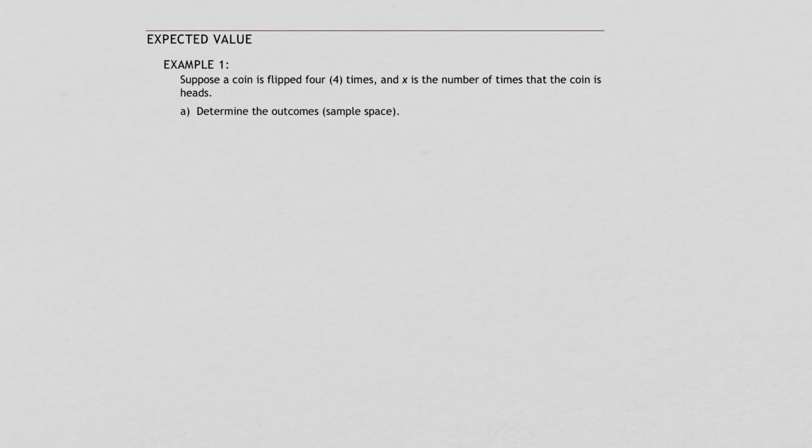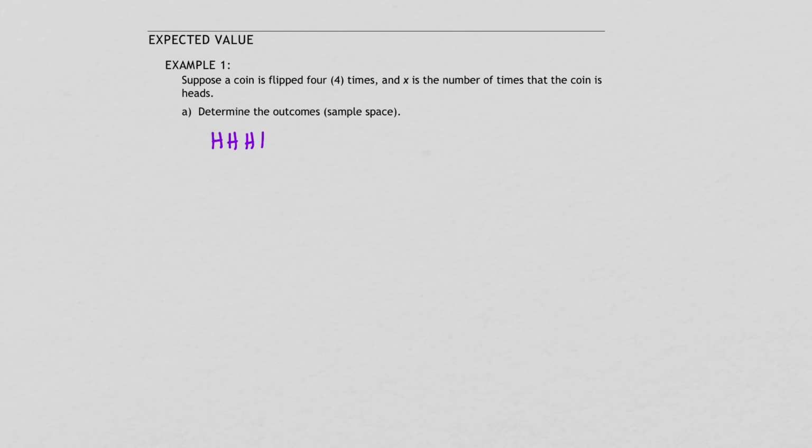Suppose a coin is being flipped 4 times. And X is the number of times that the coin is heads. It says determine the outcomes or the sample space. So we've got to list out all the possibilities of 4 coins first here. So we could have heads, heads, heads, heads. We could have heads, heads, heads, tails.